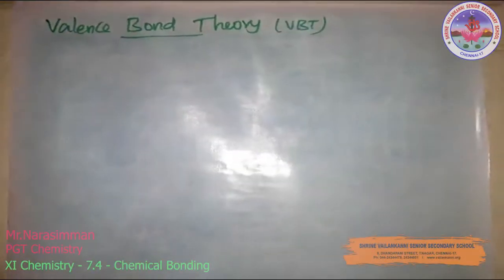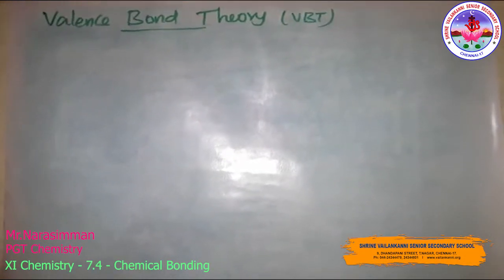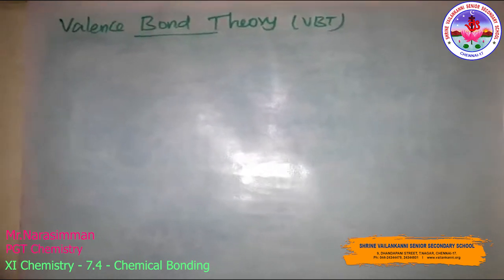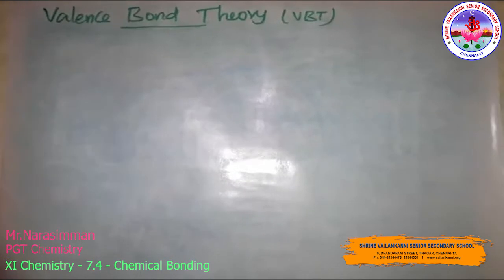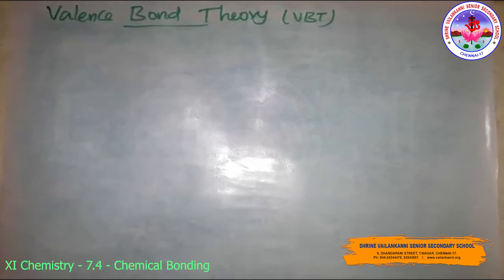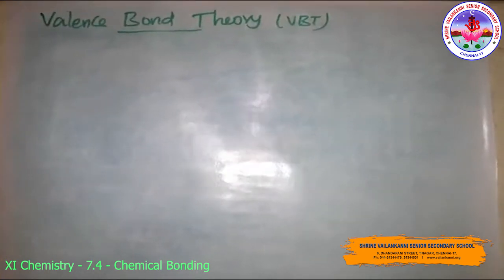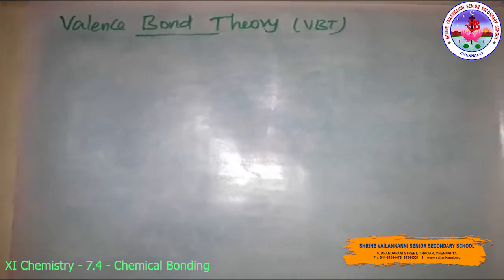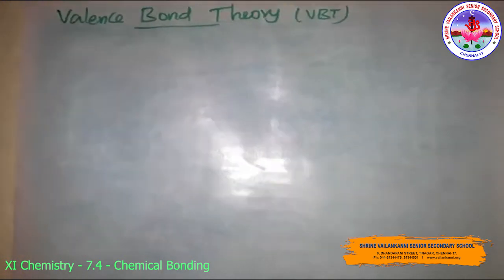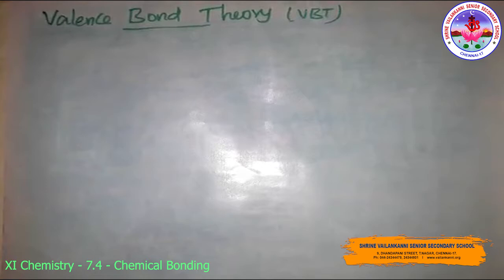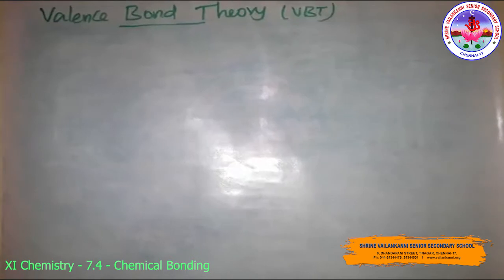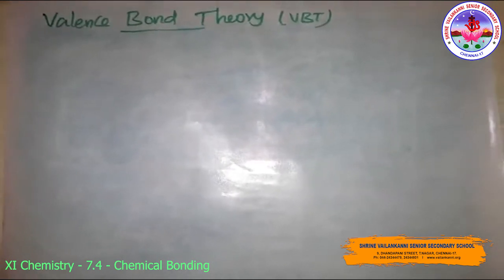Valence bond theory. Already we've seen the Lewis approach. The Lewis approach helps in writing the structure of molecules but is unable to explain the formation of a chemical bond. It also does not give any reason for the difference in the bond dissociation enthalpy and bond lengths of molecules, like hydrogen at 435.8 kilojoule per mole, where the bond length is 74 picometer, and fluorine at 155 kilojoule per mole and 144 picometers bond length.